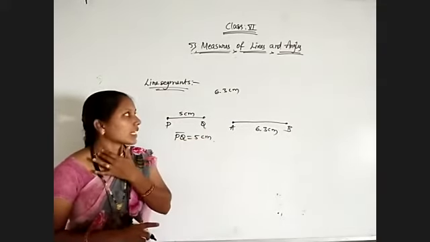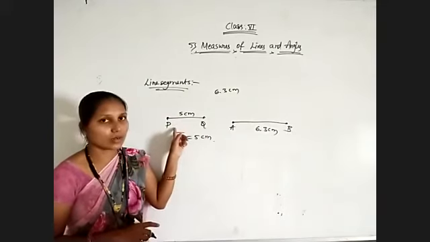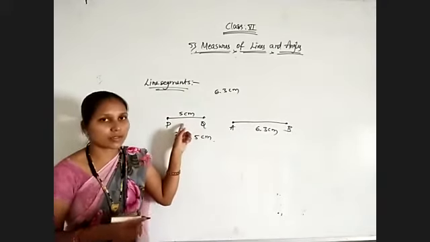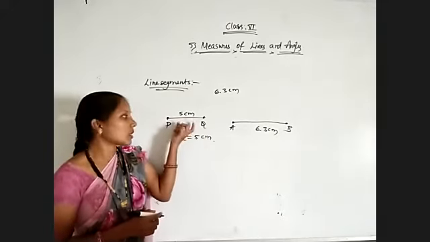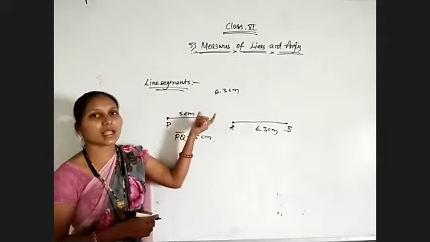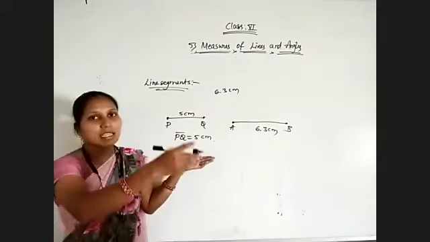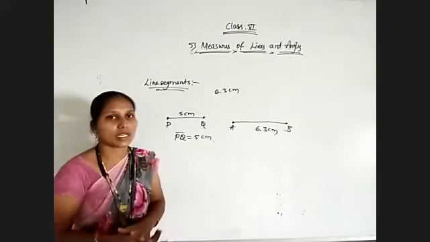Next, what are the units of line segment? Line segment is nothing but length, no? So length, what is the unit for length? The basic unit of length is meters. Because it is very small, we use centimeters, millimeters, like that. Even for distance, that is very big, so we will use kilometers.